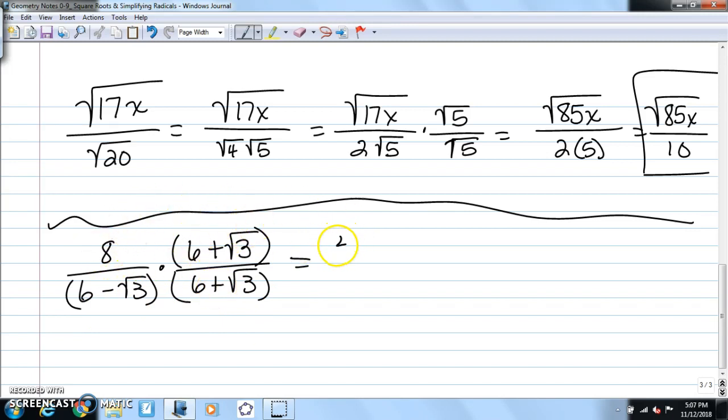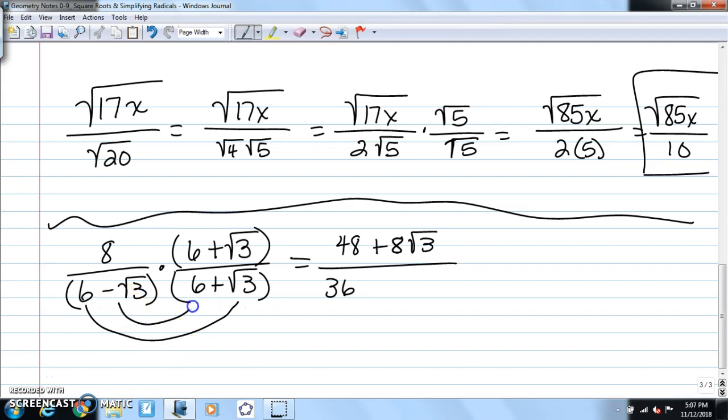So we have 8 times 6, which is 48, and then 8 times the square root of 3, which is just 8 square root of 3. On the bottom, this is what happens. 6 times 6 is 36. Then we have plus 6 square root of 3, and then minus 6 square root of 3. When we add these two together, they cancel out. That's why you do the conjugate. So the middle terms cancel out, and you don't have the square roots anymore.